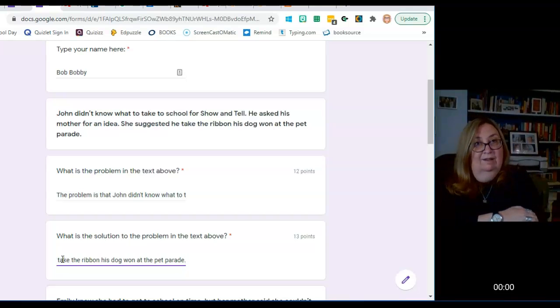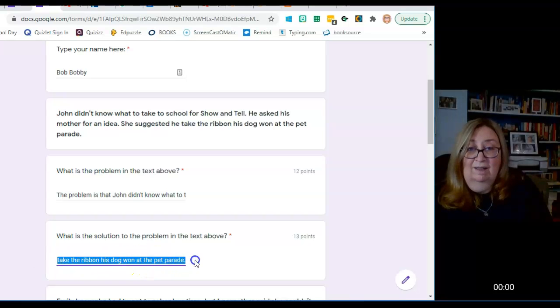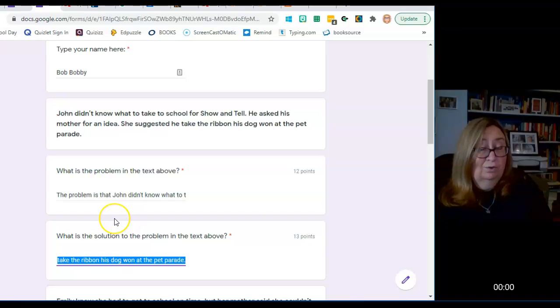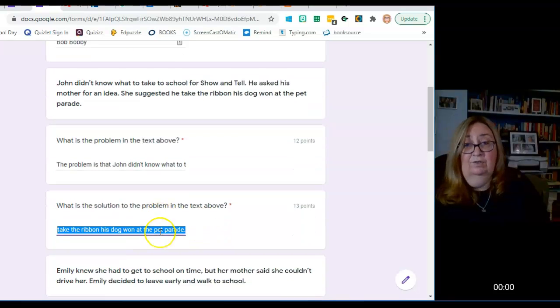Did you see that I spelled parade incorrectly and went back and fixed it? It's possible. Notice that it ends with a period. Notice that it begins with a capital letter. Notice that all I added was the solution is that he should, and then I started copying from here. Take the ribbon his dog won at the pet parade. The solution is that he should take the ribbon his dog won at the pet parade. Complete sentence, complete thought. If you do what I just did for all 4 of your paragraphs today, you will easily get 25 points per paragraph. 12 for the problem, 13 for the solution.